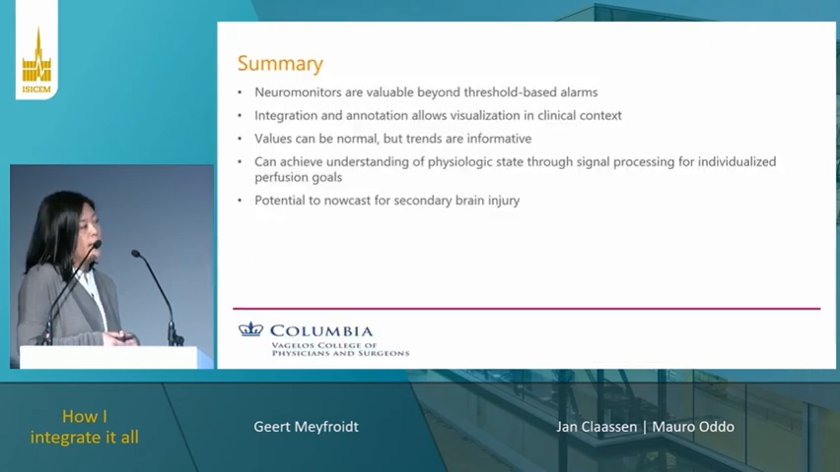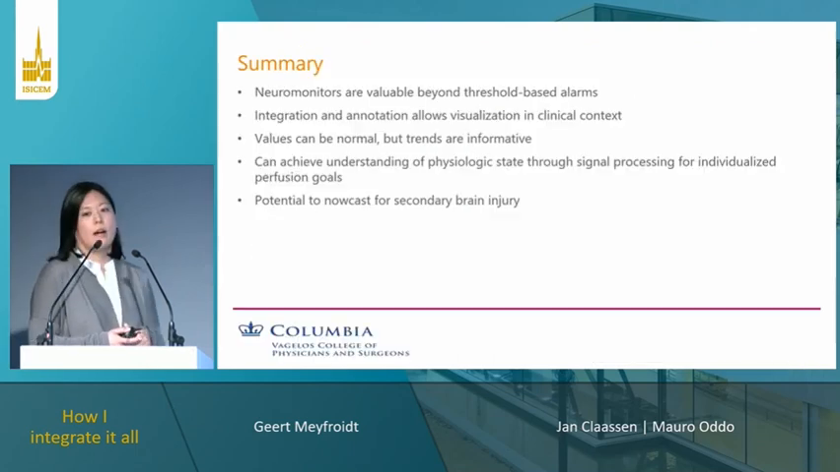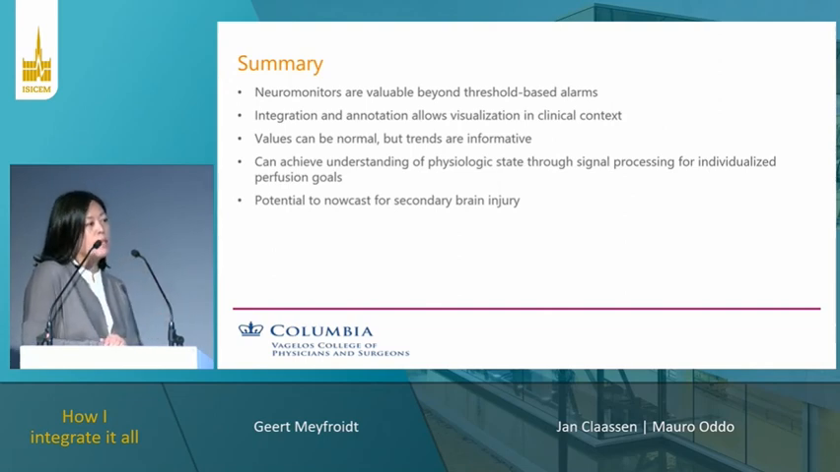So in summary, neuromonitors, I think, are way valuable beyond simply the threshold base, and you should look at trends over time and not be comforted by the fact that a number is just normal. The integration and annotation is really here. It's available if you value the output and the information you can get out of the data.